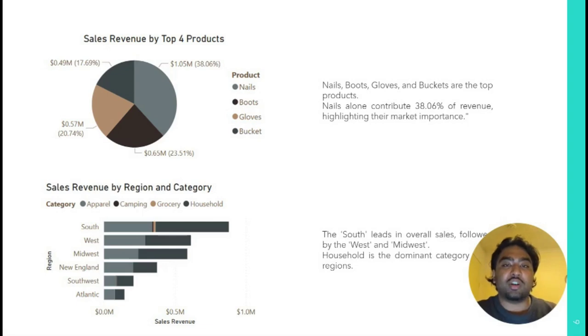So on the geographic side, we observe that the south region brings the highest revenue, followed by the west and midwest. This tells us where the demand is geographically concentrated.